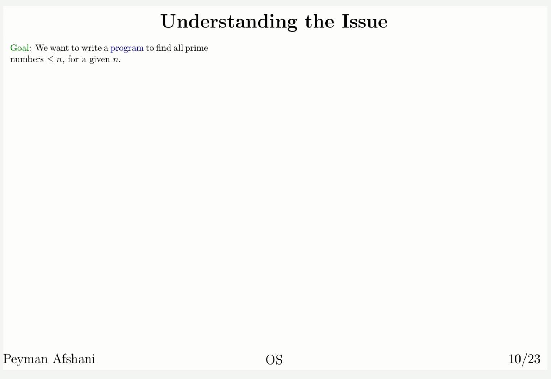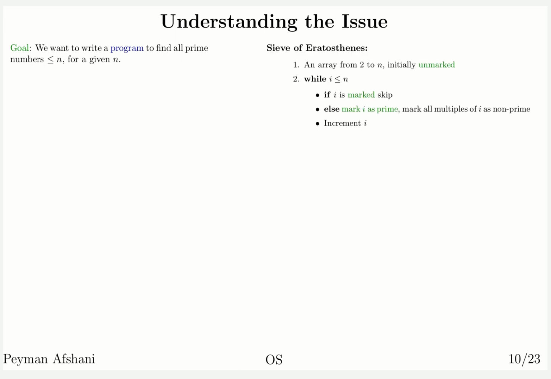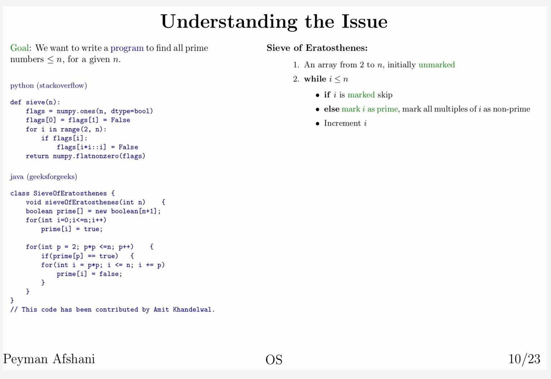Imagine that you want to write a program to find all the prime numbers smaller than n for a given n. So the well-known algorithm for this is this one. You probably might have heard it in high school or something. And so this algorithm can be easily implemented. It's very fast, and it just needs quite a bit of memory.